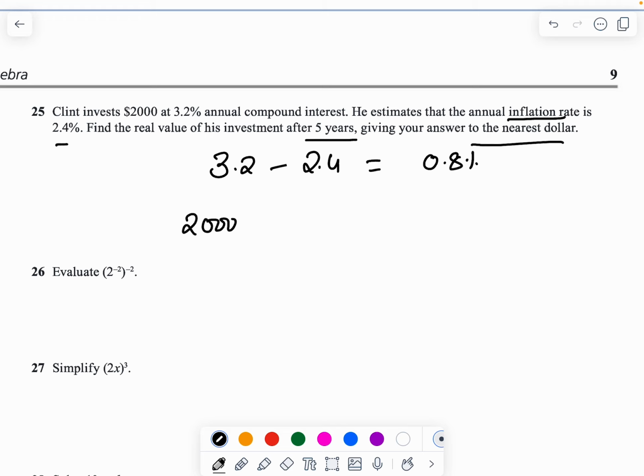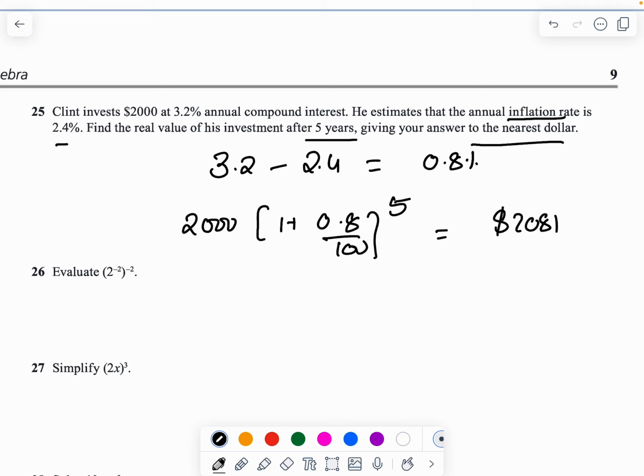So 2000 times 1 plus 0.8% divided by 100, whole to the power of how many years is that? 5 years. So again you can take the calculator and key in 2000 times 1 plus 0.008 whole to the power of 5. So what does that become? $2081.